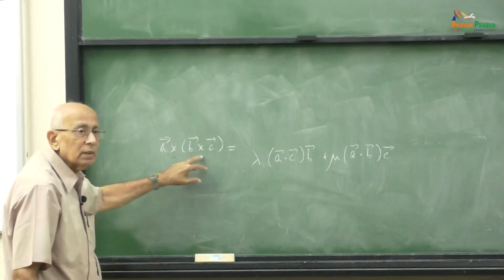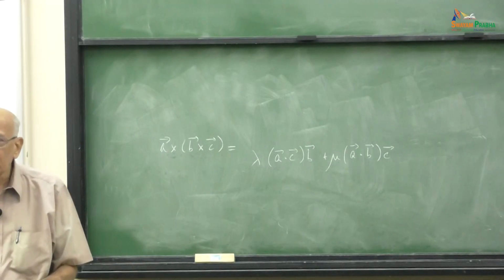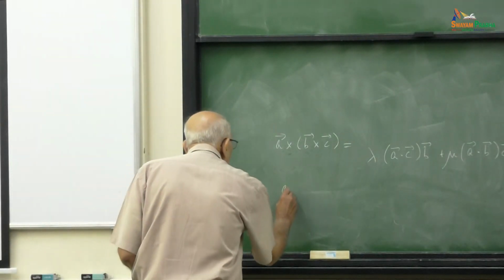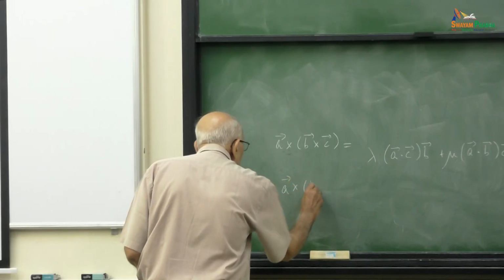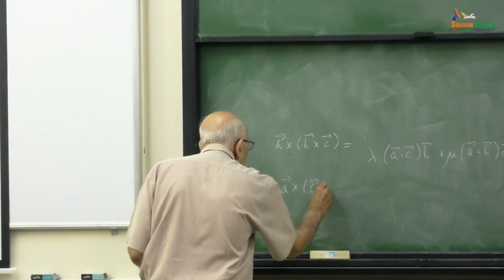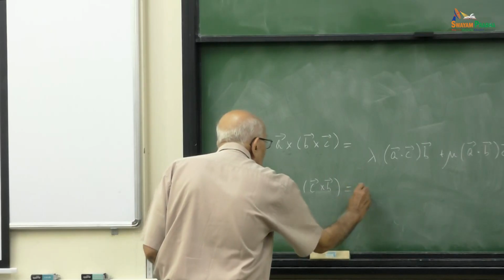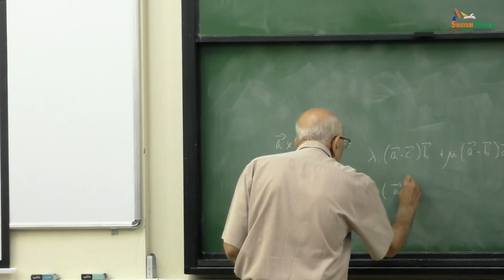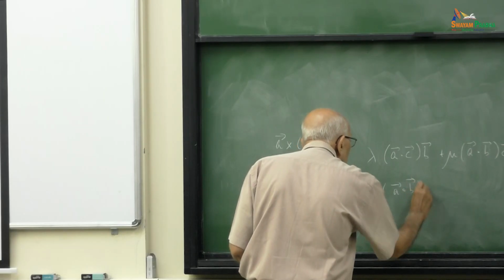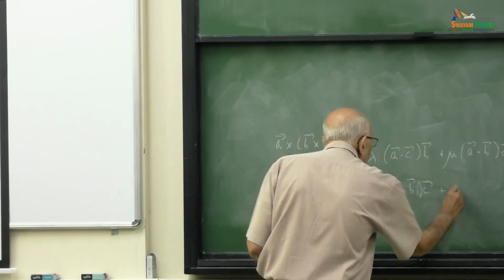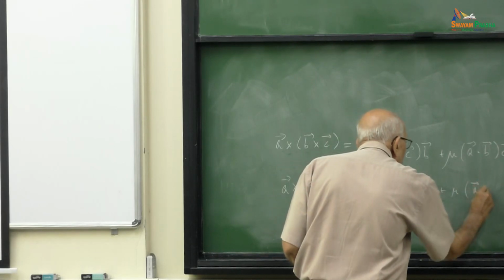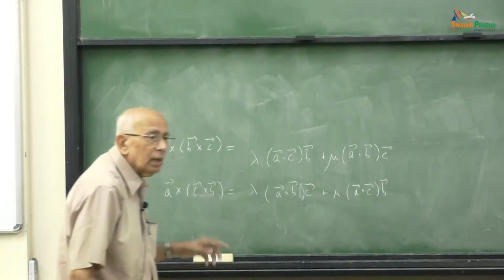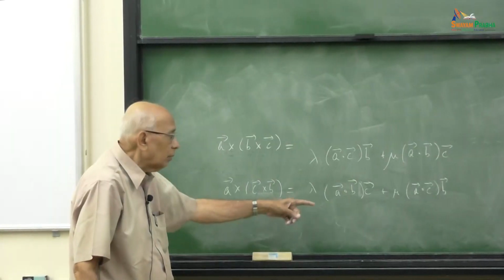If I exchange B and C, what happens to B cross C? Minus, right? So if I write that same thing out, A cross C cross B must be equal to lambda times, B and C are interchanged, so this is A dot B C plus mu times A dot C B. I've interchanged B and C and I get this new formula with the same lambda and mu.